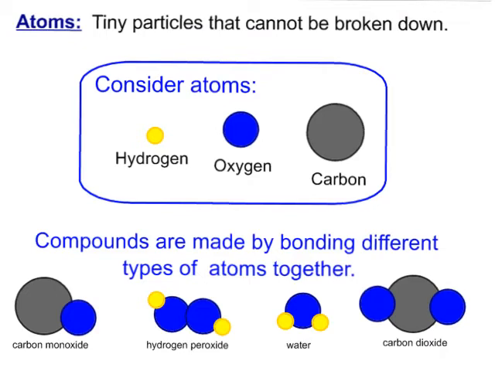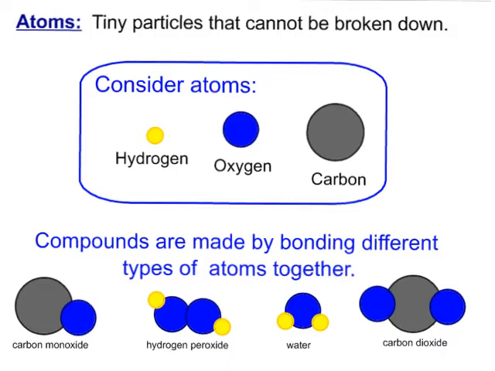Atoms are the tiny particles that cannot be broken down any further. Here are some examples. Here's hydrogen, oxygen, and carbon, examples of atoms. And if we put those together, just like we can create words from different letters of the alphabet, we can create compounds from these. Here's a compound, carbon monoxide, has a carbon and an oxygen. Here's hydrogen peroxide. It has two oxygens and two hydrogens that are bonded together. Here's a water molecule. We have oxygen being represented by the blue circle and hydrogens being represented by the yellow circles. And then here we have a carbon, right here, carbon, and two oxygens, carbon dioxide.